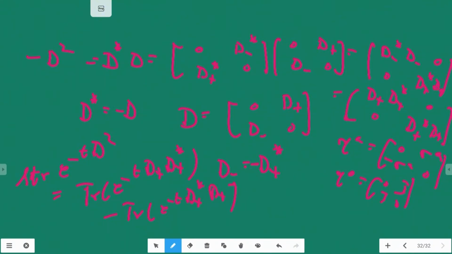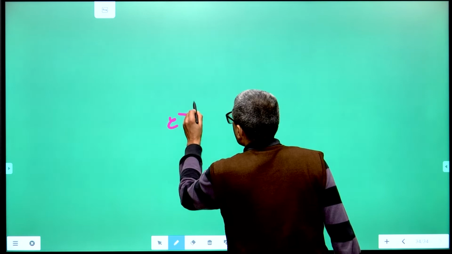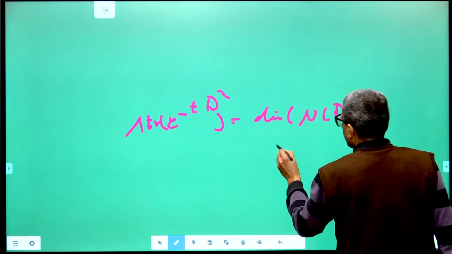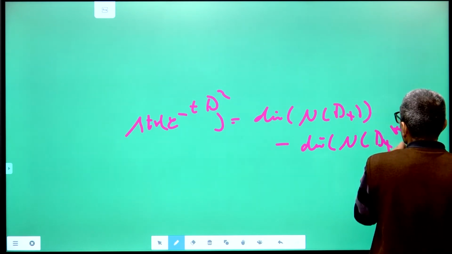And since the non-zero eigenvalues of D plus star D plus and D plus D plus star pair up, this will not get any contribution from the non-zero eigenvalues. This will get contribution only from the zero eigenvalues. So for every t non-zero, this will evaluate to the dimension of the null space of D plus star D plus minus the dimension of the null space of D plus D plus star. But the null space of D plus star D plus is the same as the null space of D plus, and similarly the null space of D plus D plus star is the same as the null space of D plus star. So e power minus t D squared, its super trace will be simply equal to the dimension of the null space of D plus minus the dimension of the null space of D plus star, which is the index of D plus.